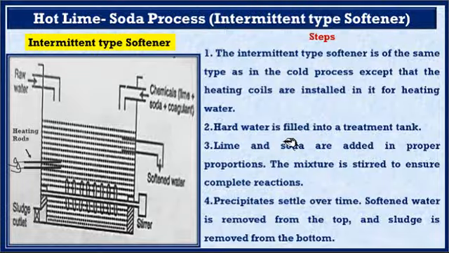The hard water is filled into this treatment tank. Lime and soda are added in proper proportion, that is the calculated amount. The mixture is stirred to ensure complete reaction. Finally the hardness causing salts get precipitated, which settle down at the bottom of the tank and can be removed from the bottom, and the softened water can be removed from the upper part of the intermittent type softener. So this is the intermittent type softener of the hot lime soda process.